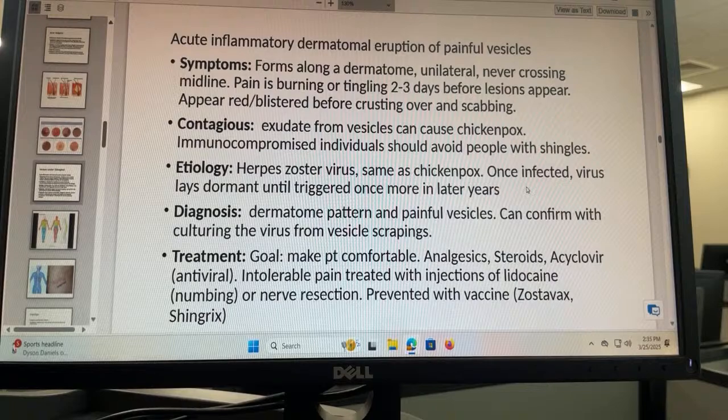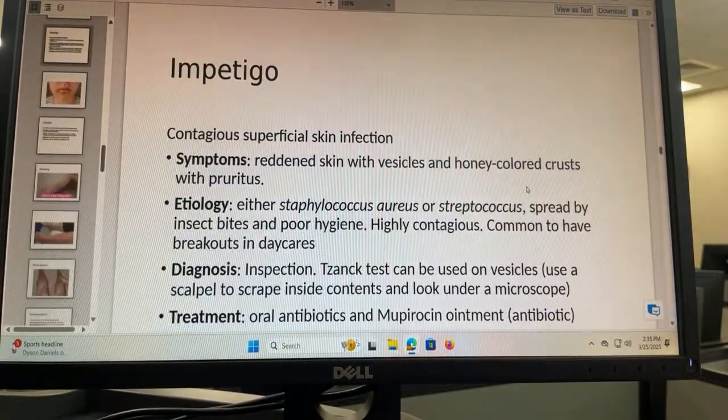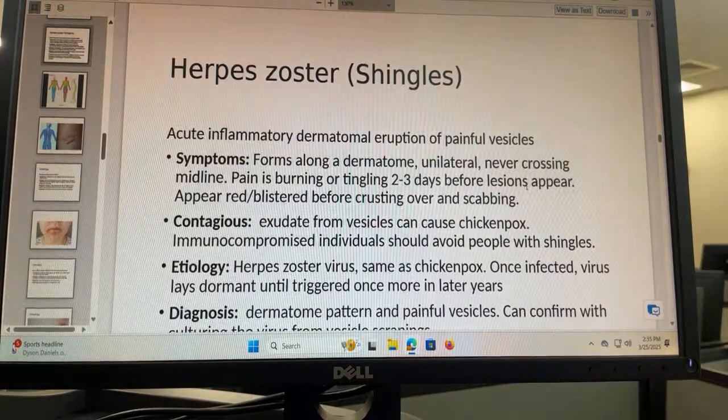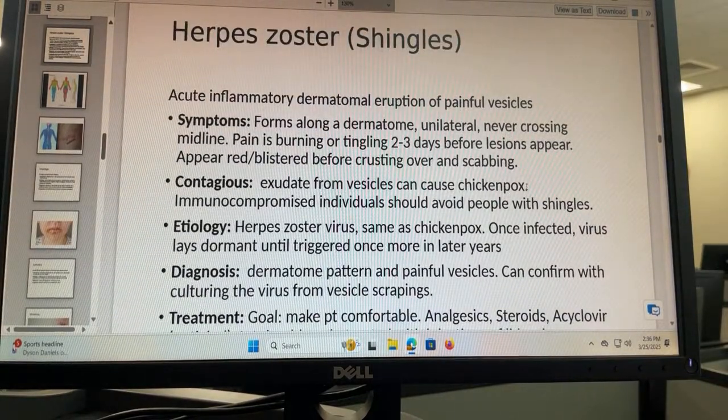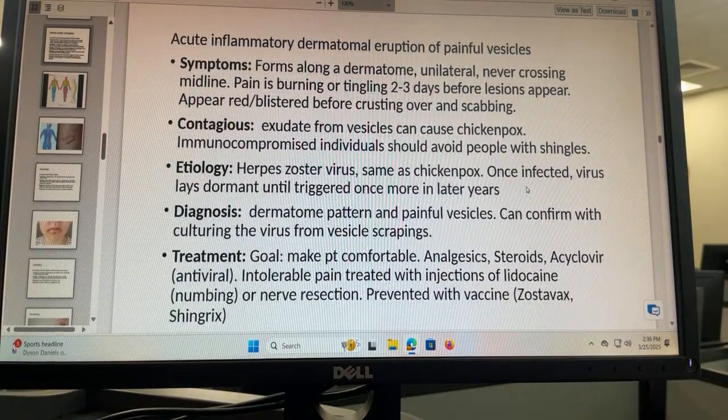The vesicles, let's see if there's another picture. No, I guess that's it. They secrete this fluid that can cause the scabbing. That's the exudate there. People who are more at risk for shingles are those who are immunocompromised, people who are older. It's extremely contagious, so if someone has it, try not to go around other people.